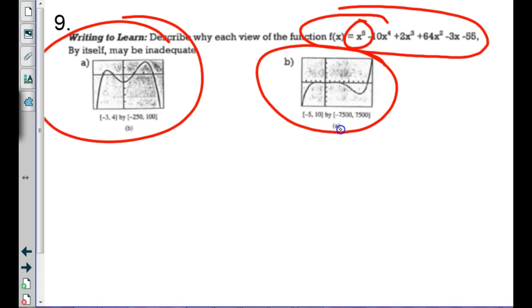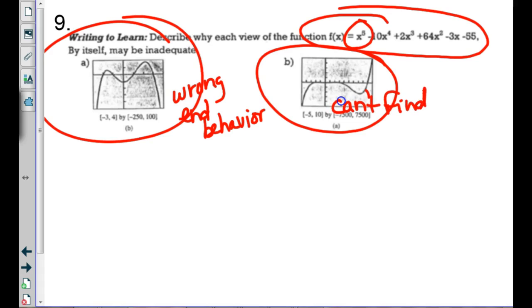Look at this, it says negative 7,500 to 7,500. Can you tell where the zeros are? So this one is good for finding 4 of the zeros, but it's not got the right end behavior, okay? Wrong end behavior. In other words, you can't see all of the graph and all the zeros. And this, you can't see where the zeros are. Or the turning points or anything else.